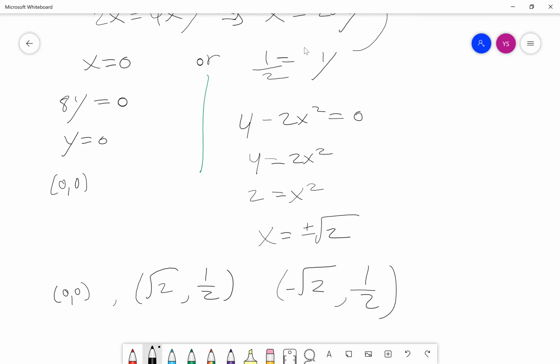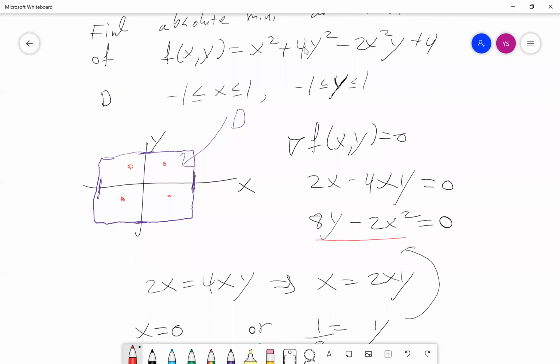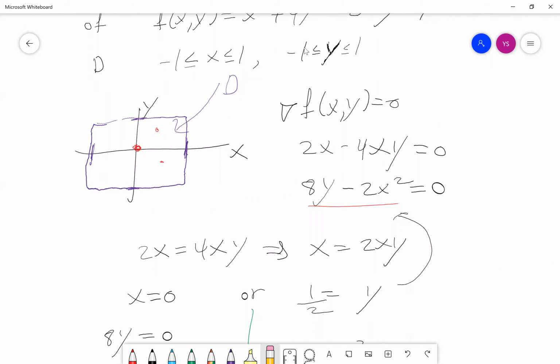Okay, any questions about this so far? These are our first 3 critical points. So they are in the interior. We now know this is a critical point, and there are 2 other ones. So whatever they are, this actually kind of works.